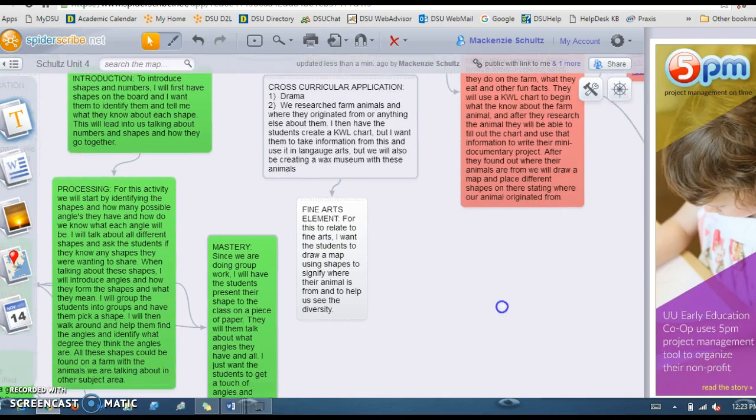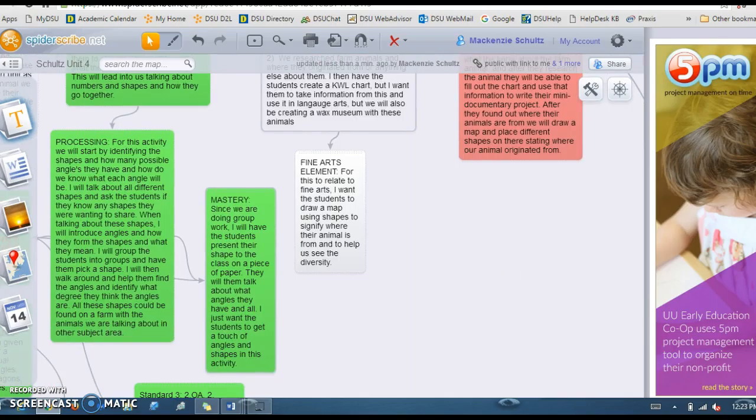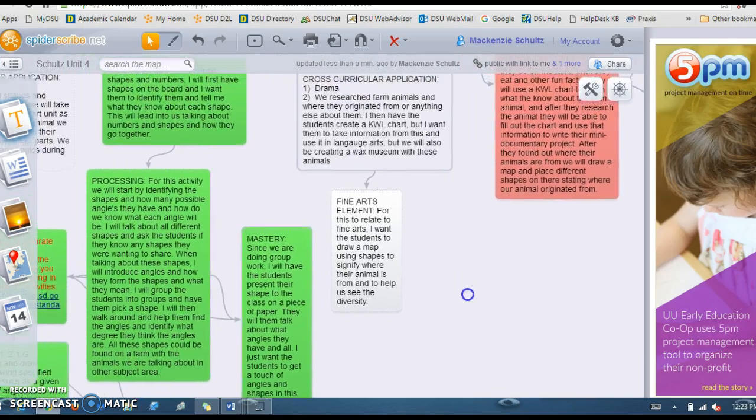And then in our fine arts element, we are going to be creating a map of the world, not of the United States. And then we're going to put shapes in different locations of where the animals came from. So let's say circles are for South Africa. So all the animals that came from South Africa, there'll be that many circles there. Or squares or triangles for other countries. So giving us a big picture of where animals actually originated from.